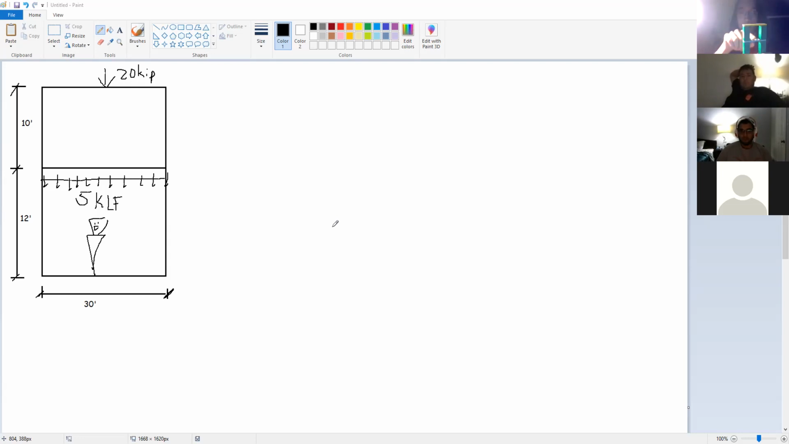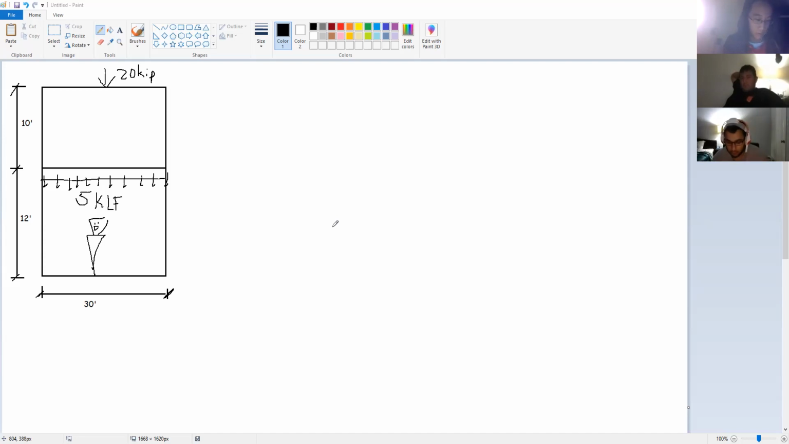So this is going to be a linear force right here, and then there's going to be just a regular force right there, 20 kips. So that's our 20 kips. And then we have our 5 kips per linear foot down here. We can represent that by just adding a few bits of force at every foot. So now we have that, and that's essentially our free body diagram right there.